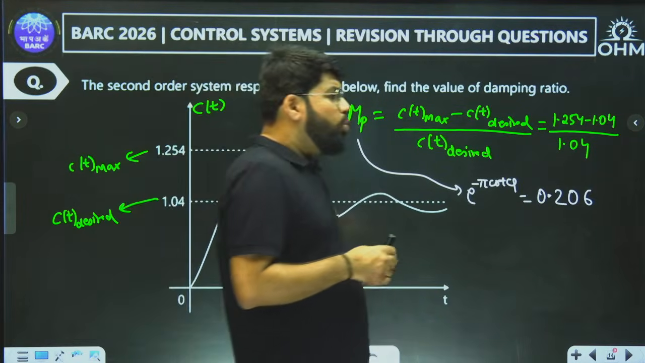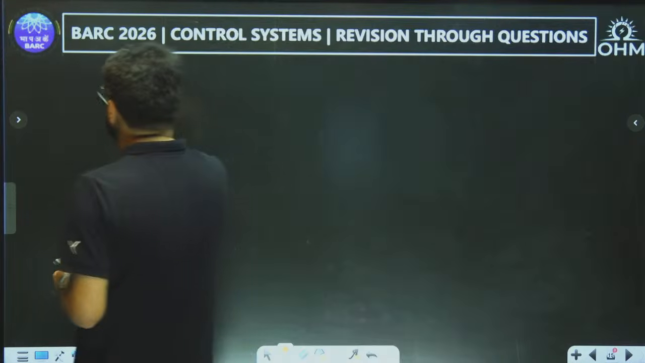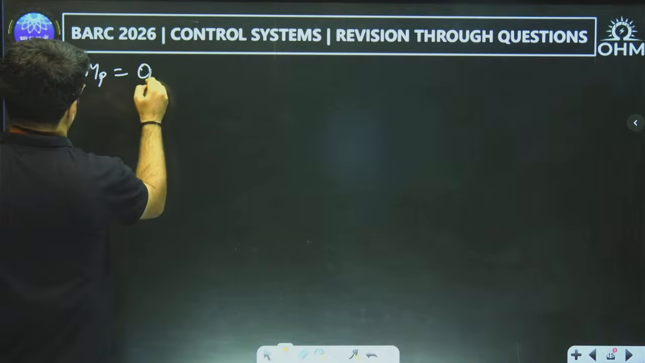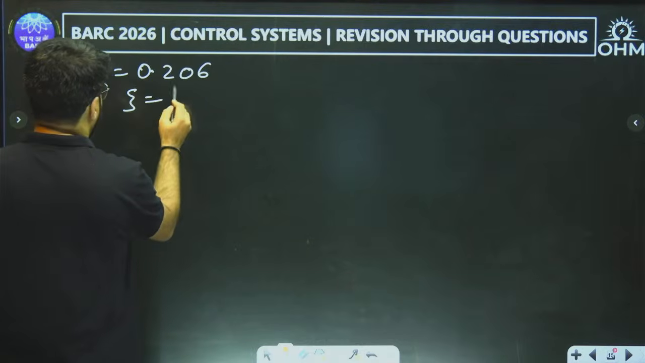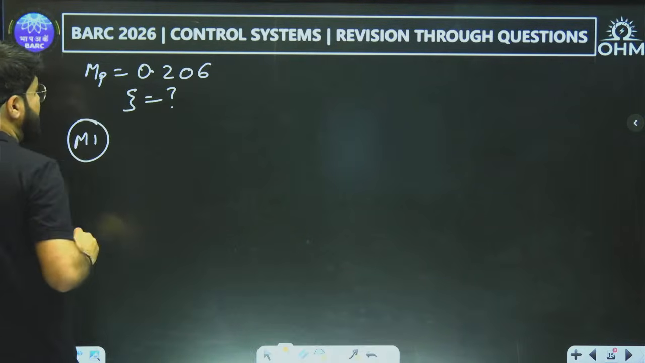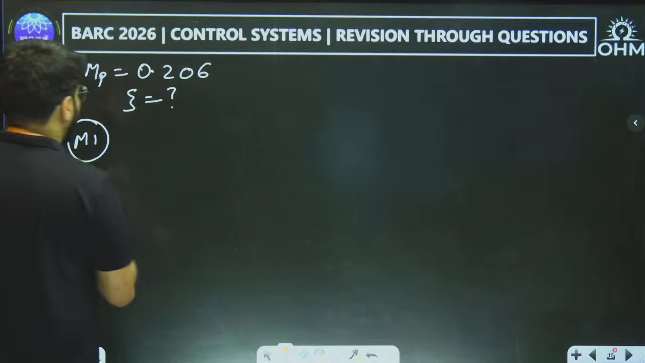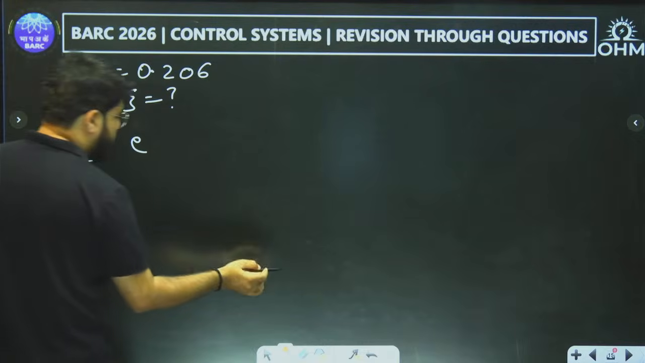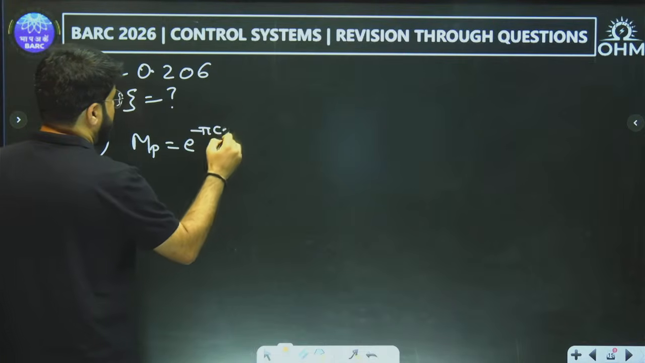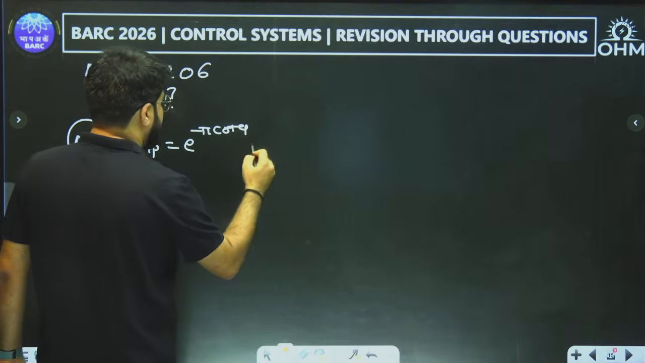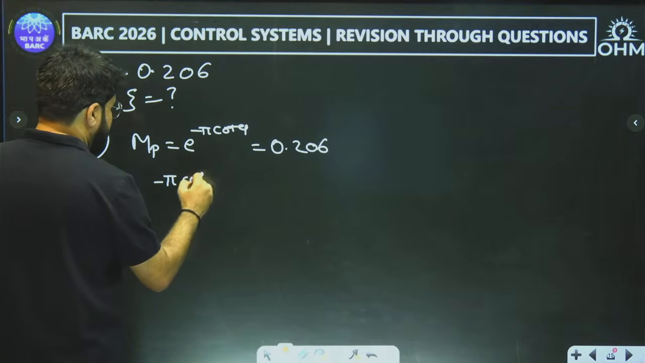Now see, overshoot is given and you have to find zeta. I'll give you two different ways. Method number one. For overshoot given, you have to find zeta. Overshoot means e power minus pi cot phi, or e power minus pi zeta upon root 1 minus zeta square, whatever formula you have remembered. Number one is you can deal with these calculations, because a calculator will be there.